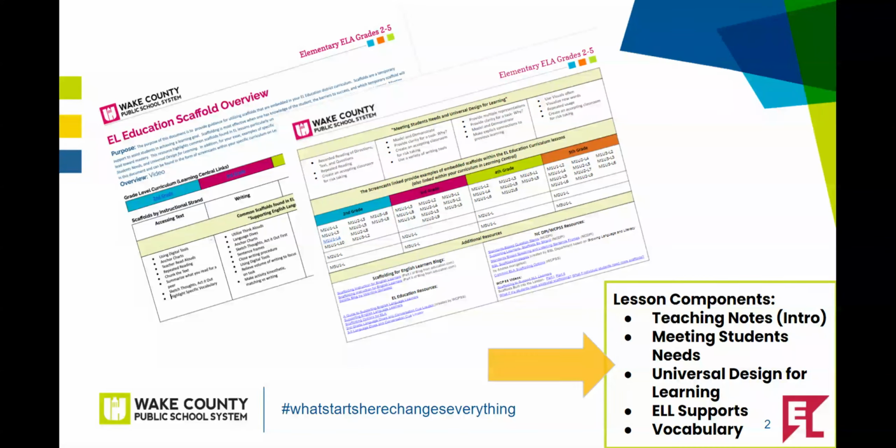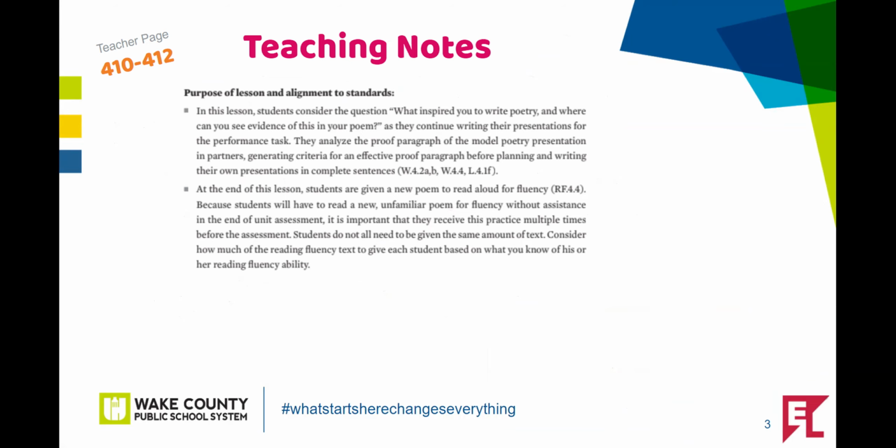The lesson components listed on the slide are where you can locate embedded scaffolds within the lessons and will be highlighted throughout this presentation. It is important not to skip over the introductory teaching notes section of the lesson, which highlights intended learning outcomes and offers context within the unit and the module. For example, in this lesson, students will continue writing their presentations for their performance tests. They will use a model poetry presentation to generate criteria for an effective proof paragraph, and then plan and write their own.